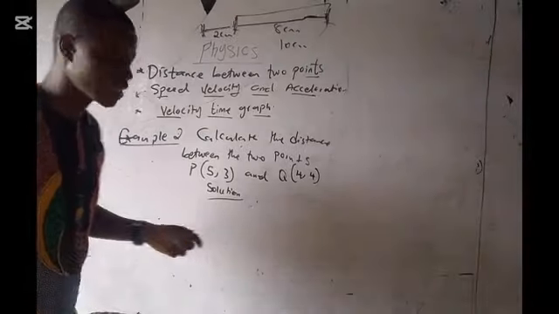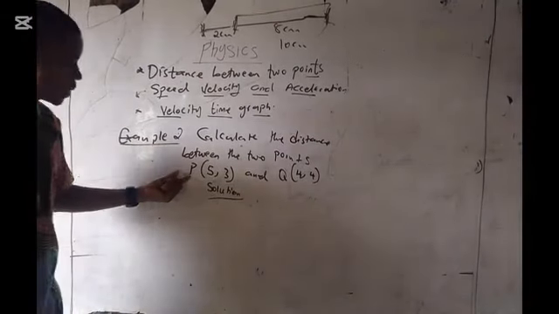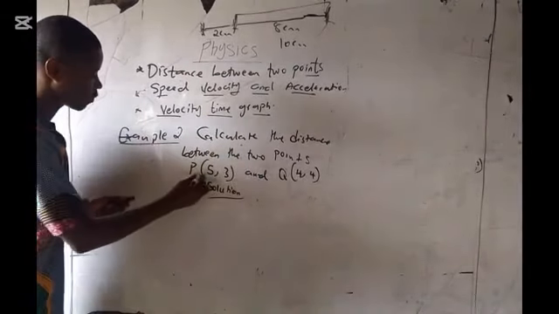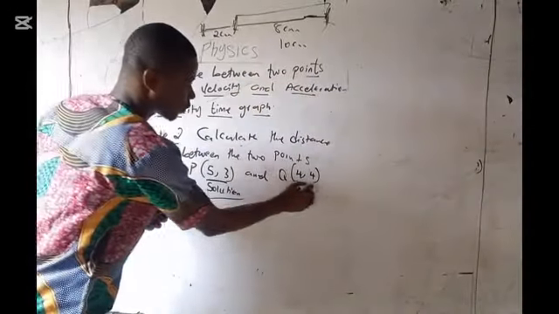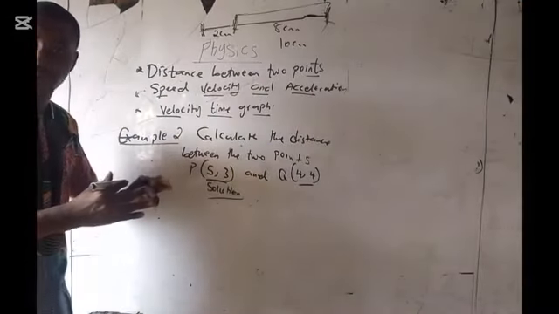Now is another example before us. We're expected to calculate the distance between these points P and Q. The coordinate of P was given and the coordinate of Q is also given. I told you there's a formula. I've already shown you how the formula was derived.